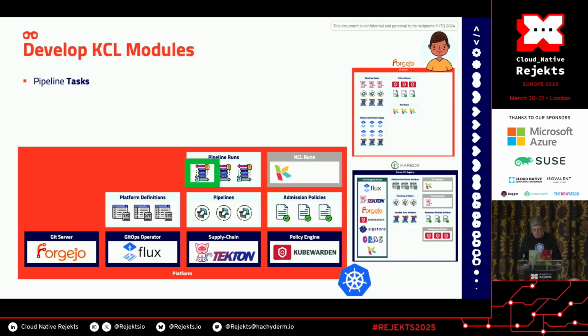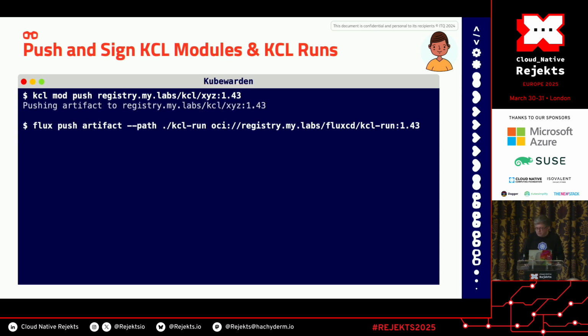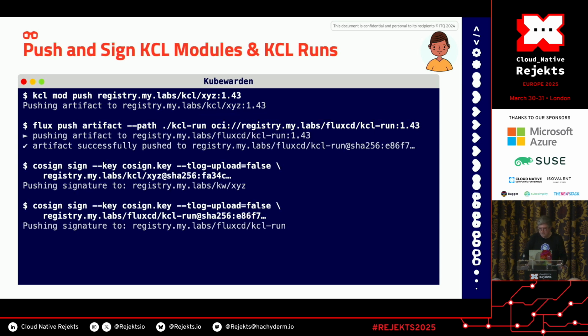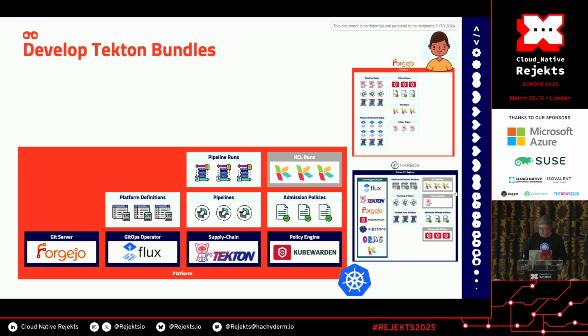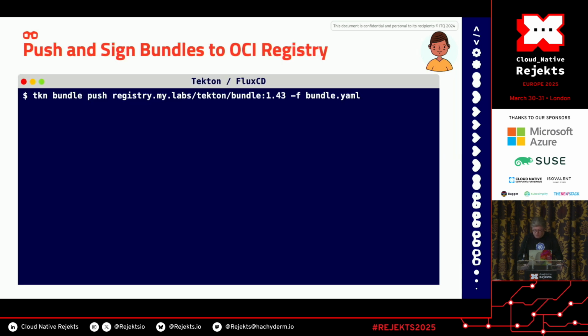You can develop as well a KCL module. So here is the same process. And here, kcl mod push is being used to push content into the OCI registry. And as usual, there are as well some configuration CRDs that need to be deployed in the OCI registry. We use as well flux push artifact to do so. And as usual, we sign them with cosign sign. You can as well develop a Tekton bundle. In the same way, we push the Tekton bundle in the Git repository, which triggers a pipeline run. The pipeline run pushes and signs the content into the OCI registry, and so on. You get the point.